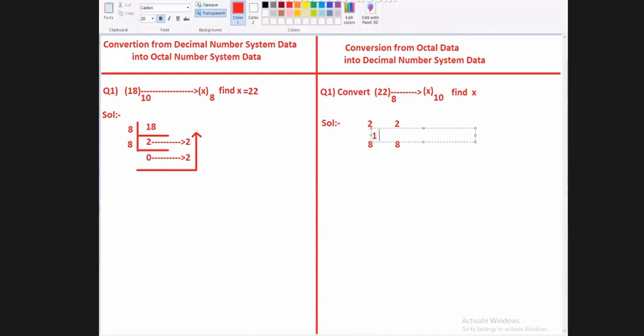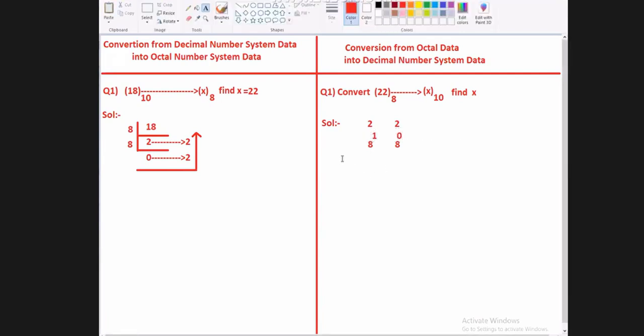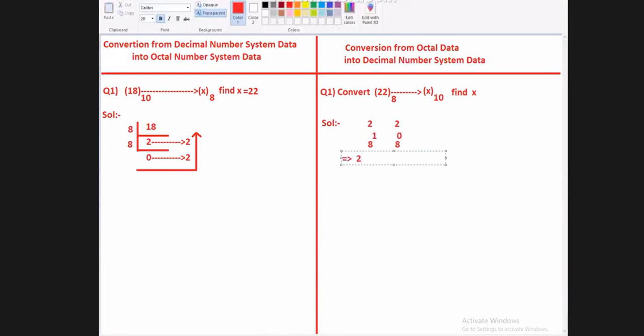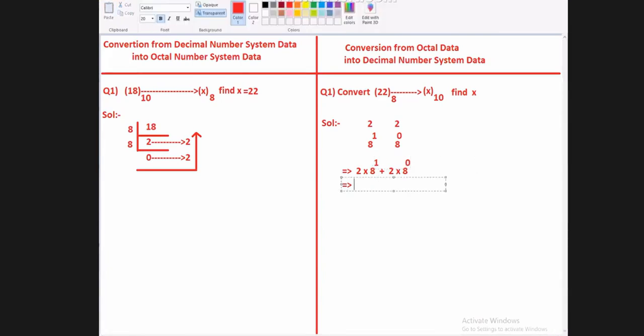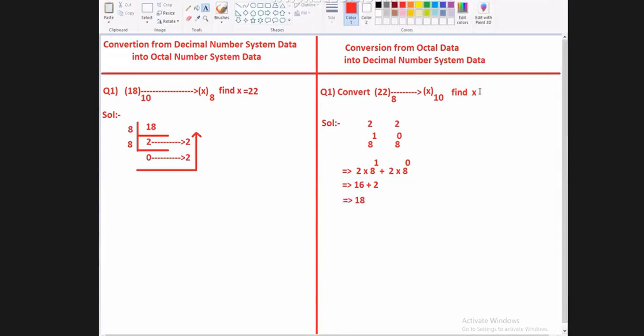This is the power 1, and this is the power 0. That is equal to 2 into 8 to the power of 1 plus 2 into 8 to the power of 0. What is the answer now? 2 into 8 is 16, plus 2 into 1, since 8 to the power of 0 is 1, which is equal to 18. So here x is equal to 18.